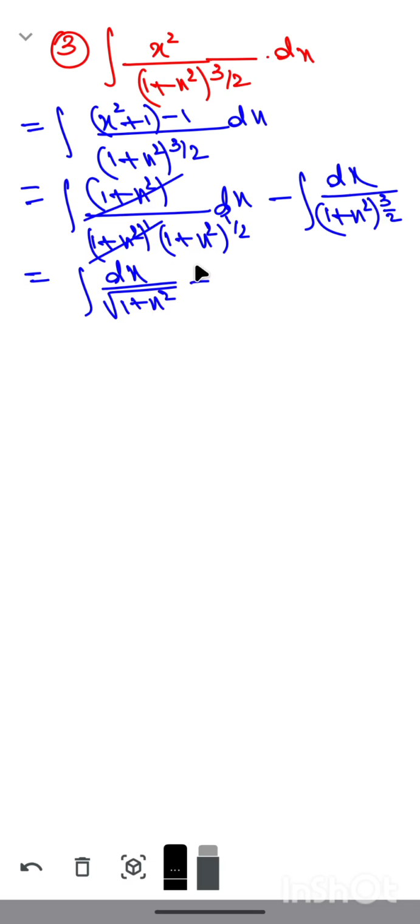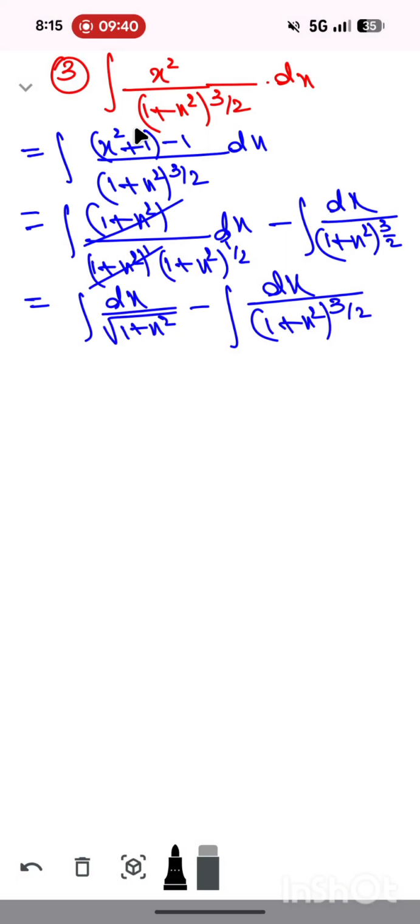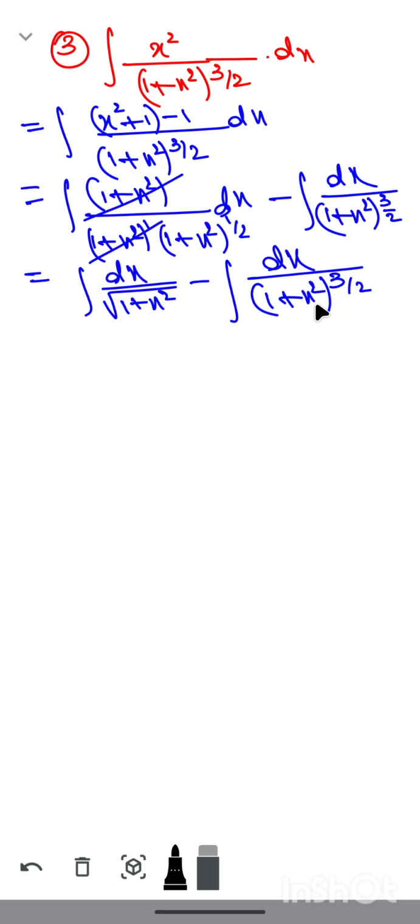But the next term is the integration of dx whole divided by 1 plus x square to the power 3 by 2. How to find the integral of the second term, that we need to think. Here, to find the integral of the second term, we can use the method of substitution, by taking the value of x as tan theta. Why should we take tan theta only? Because 1 plus tan square theta is secant square theta. So with that hint we can solve this problem.